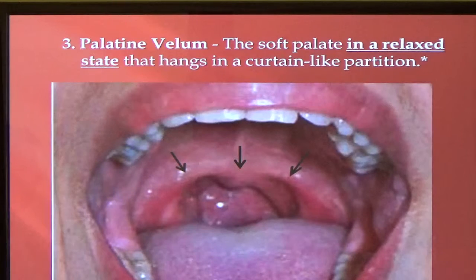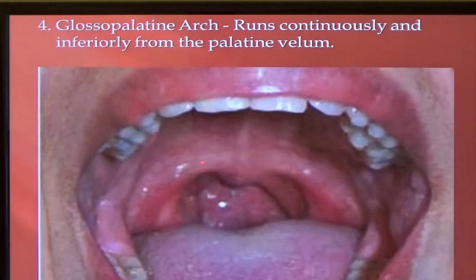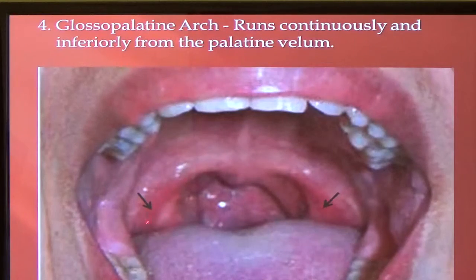And again, these I think are just matching. Okay, glossopalatine. Glosso means tongue, palatine means palate, so it runs continuously inferiorly from the palatine velum. So from the velum it runs down. This guy right here, glosso, going down to the tongue, to the velum up on top. So this angle right here and this angle right here runs continuously and inferiorly from the palatine velum.